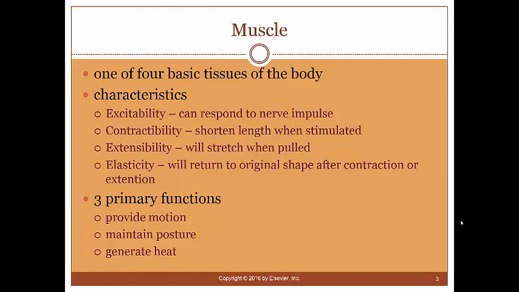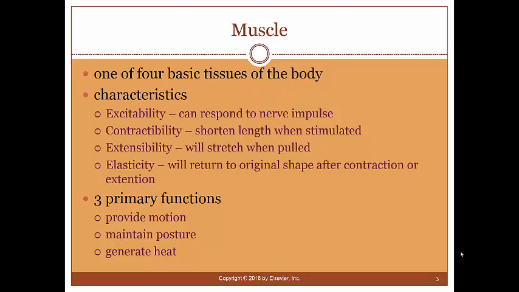So muscle is one of the four types of body tissues and basic cell types of the body. The other ones being epithelial, connective tissue, and then nervous tissue. Excitability, contractibility, extensibility, and elasticity are the main characteristics of all muscles.